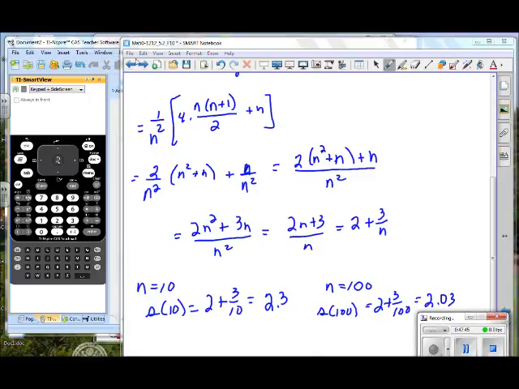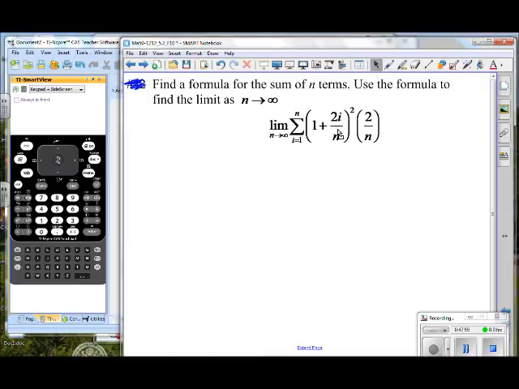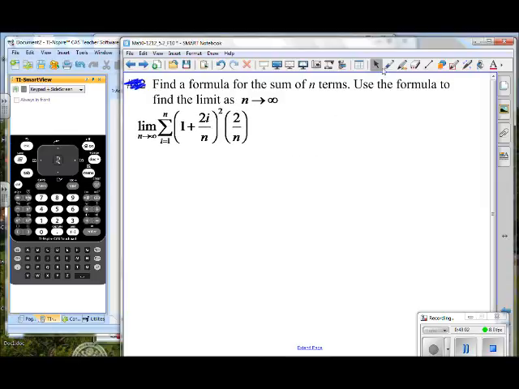Okay. The next problem is doing basically the same thing. Find a formula. Use the formula to find the limit as n goes to infinity. So we're going to take the number of rectangles, so to speak, because this is what we really are looking at here. If we have the limit as n goes to infinity of the summation of n terms, we have 1 plus 2i divided by n quantity squared times 2n.